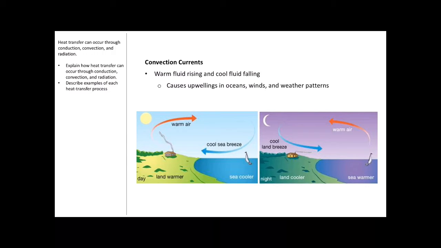Conversely, at nighttime, land is a bit cooler than the ocean, so the reverse happens. The air tends to rise over the sea, and the breeze, or the cool air from the land, flows out towards the sea. So this is why it's so windy on the coast.